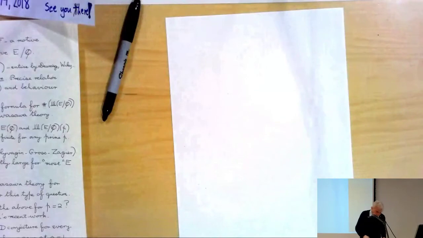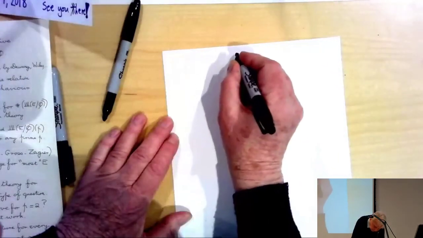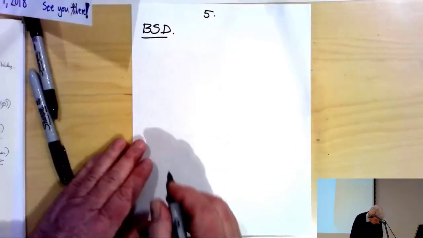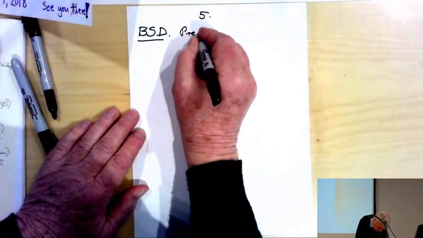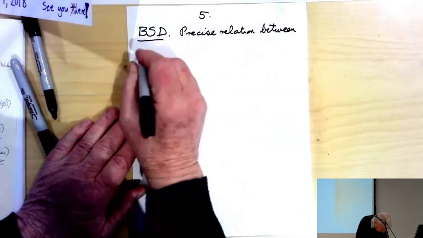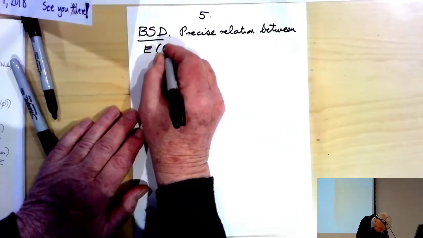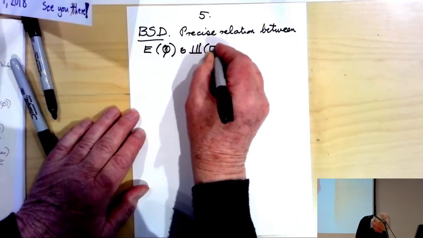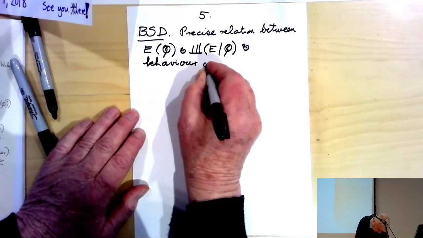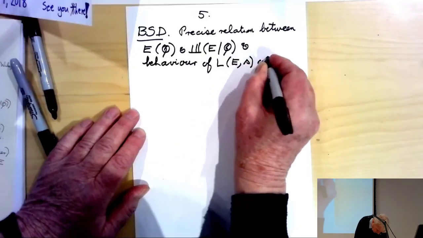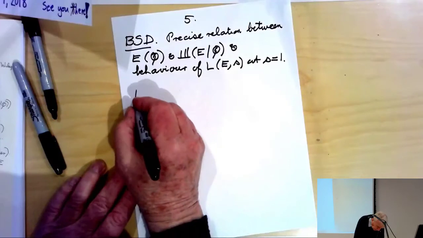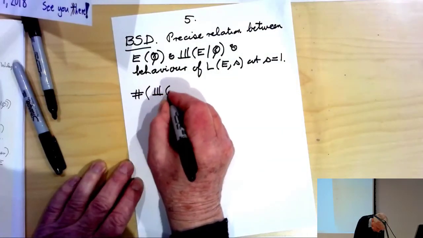And then we have the celebrated conjecture of Birch and Swinnerton-Dyer, BSD, which I'm not going to state precisely, but what it does is tell us that there's a precise relation between the basic arithmetic objects here, the group of rational points on the curve and the Tate-Shafarevich group of the curve, Sha of E over Q, and the behavior of L_E(s) at s equals 1. And in particular, the remark I want to make is that it includes an exact formula for the order of Sha of E over Q.